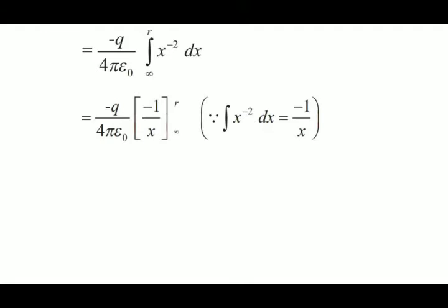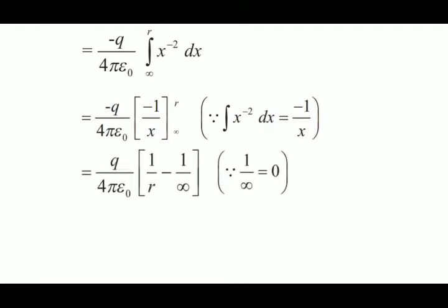So when you apply the limit to this, finally we will have q upon 4 pi epsilon naught in the bracket 1 upon r minus 1 upon infinity. Now see, the minus signs will cancel each other, it will become positive. And how do we apply this limit? Always, the limit is applied as higher limit minus lower limit. So instead of x, we put the upper limit, that is 1 upon r minus 1 upon infinity.